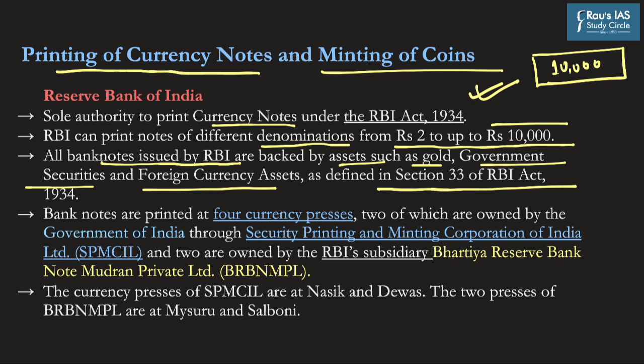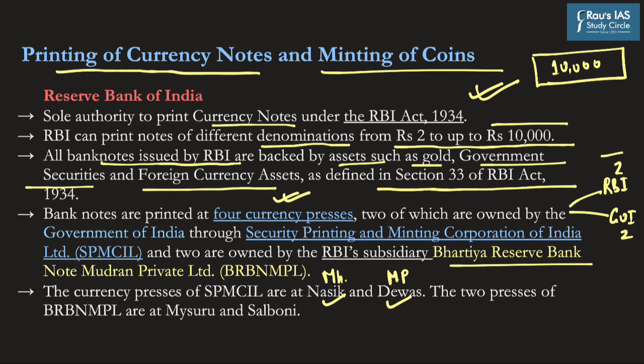Another important aspect highlighted here is that banknotes are printed at 4 currency presses. 2 are owned by RBI and 2 are owned by the Government of India. Now the currency presses owned by the Government of India are run through Security Printing and Minting Corporation of India Limited, located at Nasik and Dewas. Now Dewas is in MP and Nasik is in Maharashtra. And the 2 other currency presses owned by RBI are run through RBI subsidiary Bharatiya Reserve Bank Note Mudran Private Limited. And these 2 are located at Mysuru in Karnataka and Salboni in West Bengal.